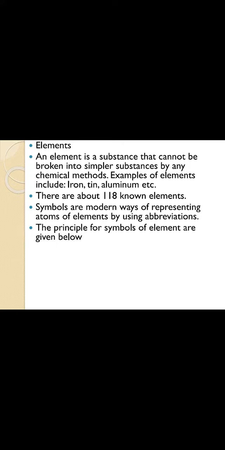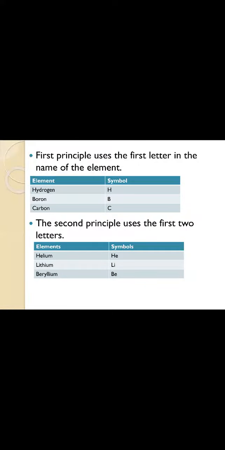There are actually 4 principles guiding the way elements are given their symbol. The first one is the first letter of that element. That's the first principle, using the first letter of the element. Example, we have hydrogen, boron, carbon. You realize that the symbol is just the first letter.